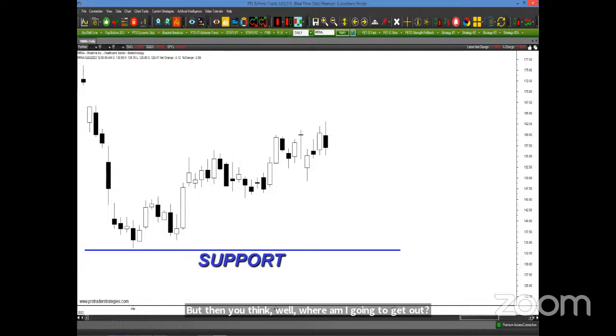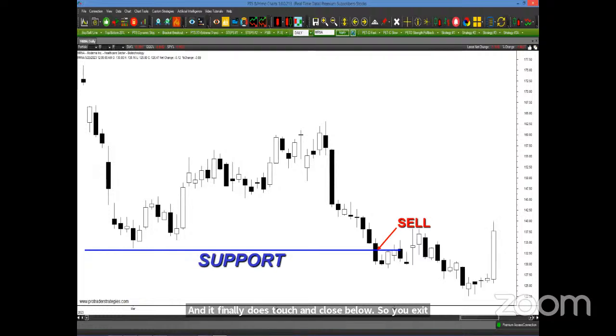Well, you say there's major support right there where it stopped going down. So that's going to be my stop loss. If it goes below that, I'm going to sell or get out, okay? So lo and behold, it does go below that. And it finally does touch and close below. So you exit your position with a loss. And then weeks later, it's right back up higher, okay? So it really didn't break down at all.